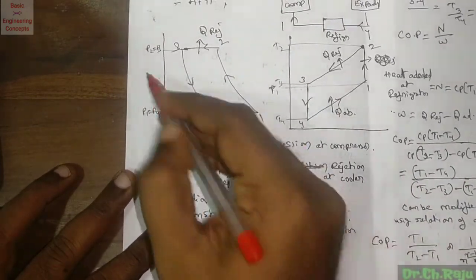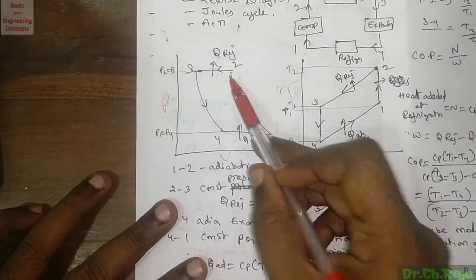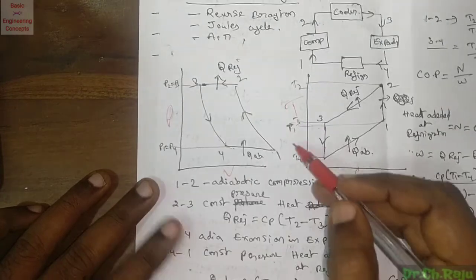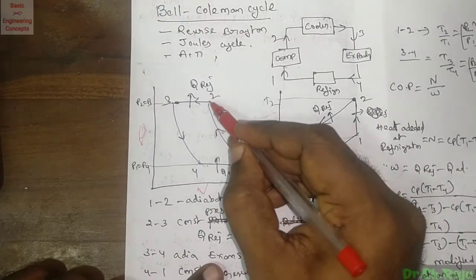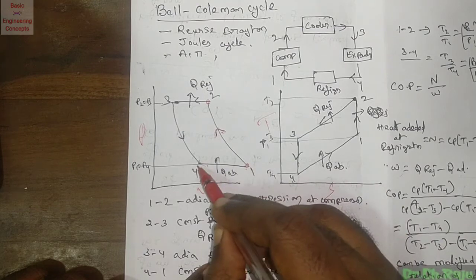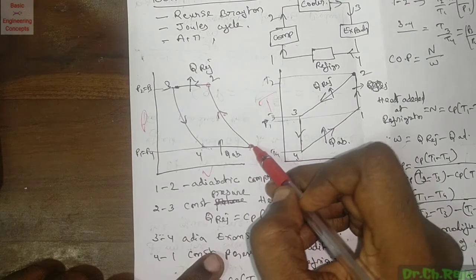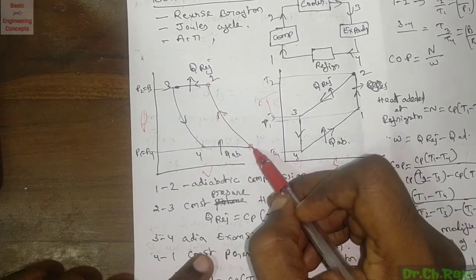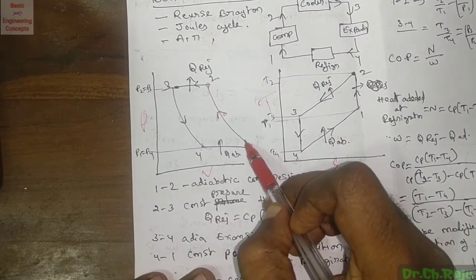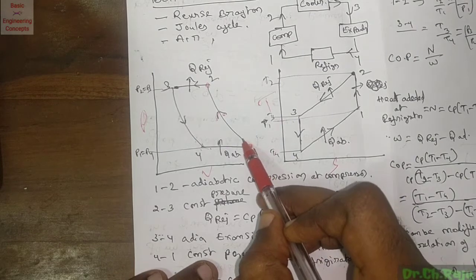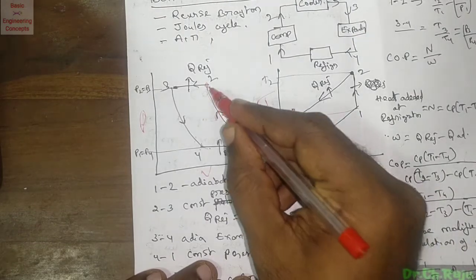in a PV diagram and a TS diagram. In the PV diagram, this is the compression process, 1 to 2 in the compressor. You should note that the cycle starts here, not here. In normal cycles all the cycles start here, but in the Brayton cycle, this cycle starts from this place. That is, the air enters the compressor at a low pressure, and its pressure drastically increases in the compressor. This is the adiabatic process.